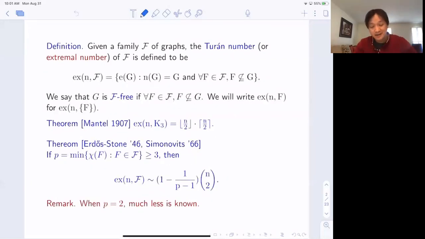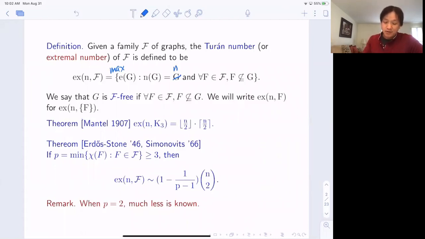So to start, everyone is familiar with the so-called Turán number, but just to be safe, let me remind you of the definition of a Turán number. Suppose I give you a family of graphs F. I define the Turán number, or sometimes it's called the extremal number, of F to be the maximum number of edges among all n-vertex graphs which do not contain any member of the family F as a subgraph.